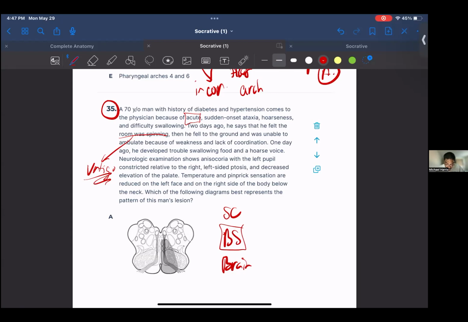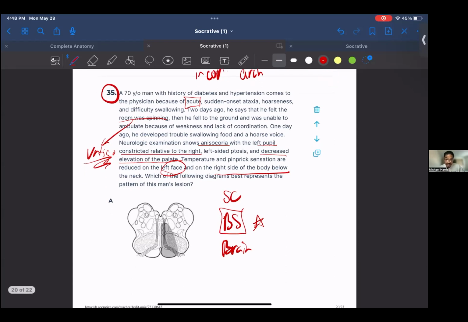Okay. Shows anisocoria. So anisocoria means one pupil is not the same as the other. Okay. Which is what you see here. Left pupil constricted relative to the right. Okay. Decreased elevation of the palate. Oh, yeah, we are definitely in the brainstem here. Temperature and pain prick are reduced on the left side of the face. Okay. And on the right side of the body. Oh, okay. So we're now thinking, once again, we're inside the brainstem.